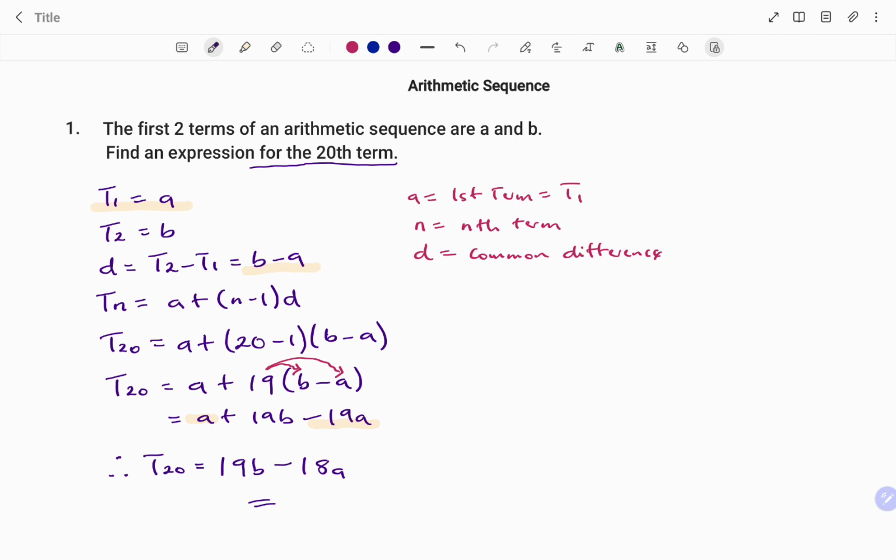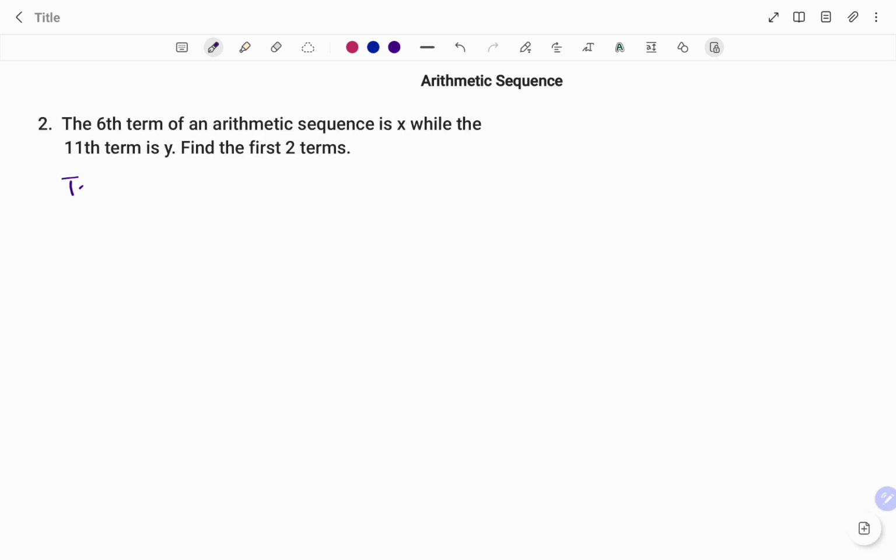Let's look at the second example. For the second example, we have the 6th term of an arithmetic sequence is x, while the 11th term is y. Find the first two terms. Stating the parameters we've been given, we have the 6th term, that's T6, equals x. Let me state the 11th term, we have T11 equals y. So we have that the 6th term equals x, and the 11th term is y.